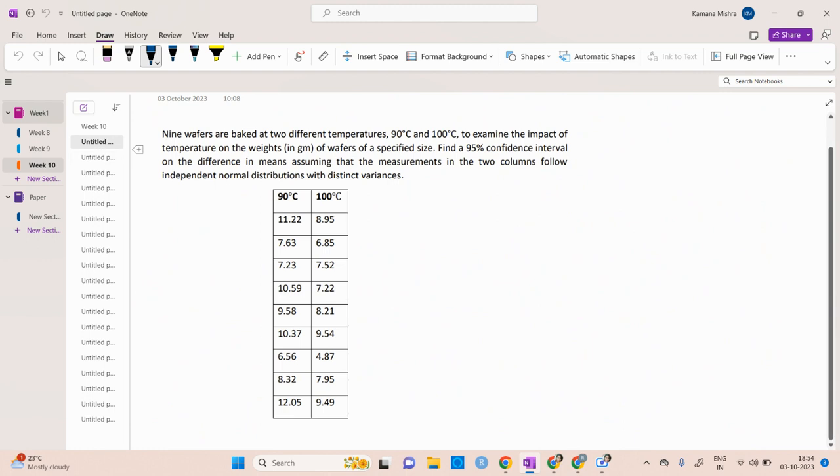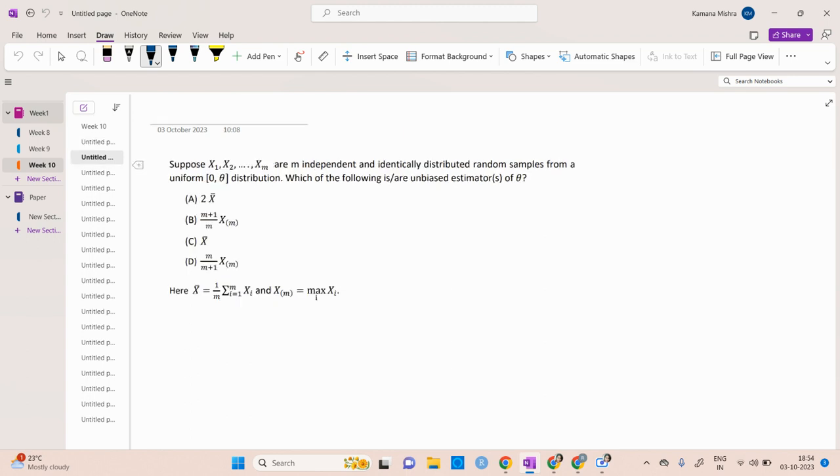Okay, so we will move to the questions for today. We will do the confidence interval questions later. We will firstly do the estimator questions, and firstly we will do the questions of unbiased estimators and all.